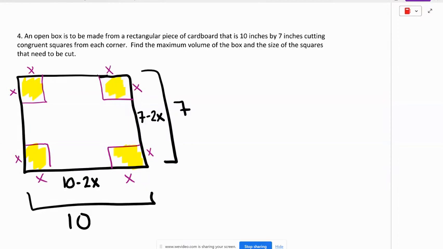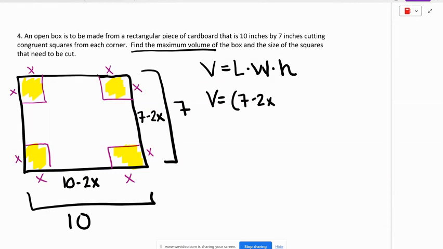So it says find the maximum volume of the box and the size of the squares that need to be cut out. So we know we're using volume. How do you find the volume of a rectangular solid? Length times width times height. Now our length is 7 minus 2x, our width is 10 minus 2x. What is the height? X. Excellent.